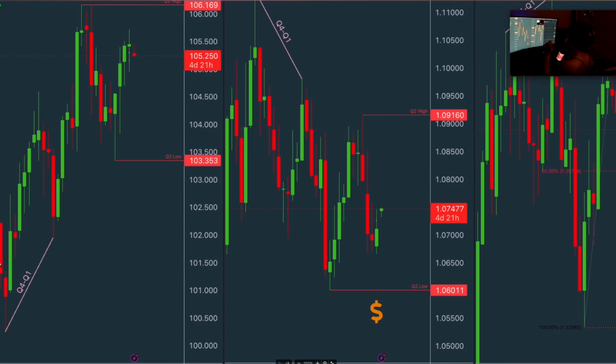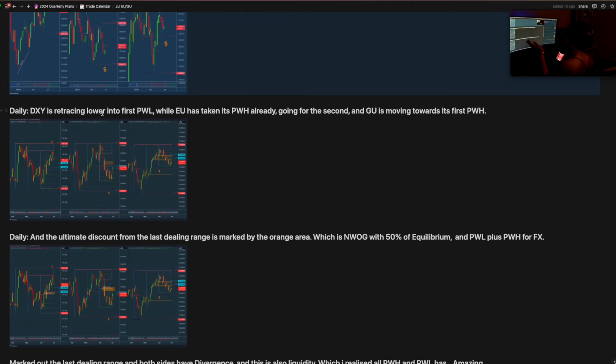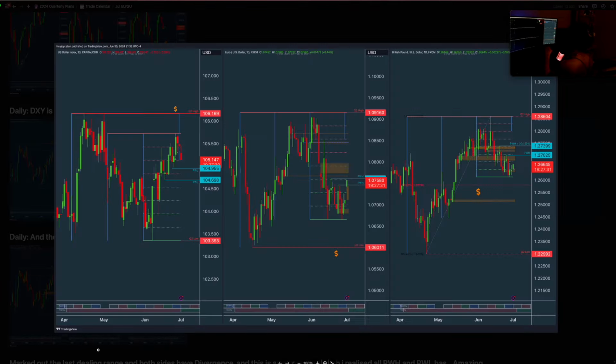Okay, so now after the weekly, we'll go into the daily. Okay, so DXY is retracing lower into first previous week's low, while EU has already taken out 2 previous week's high, going for the second, and GU is moving towards its first previous week's high. All right, so right now DXY is pushing towards this previous week's low, and the second previous week low is below, while EU has already taken out the previous week's high, going for the second. And lastly, we have GU not taking out any previous week's high yet.